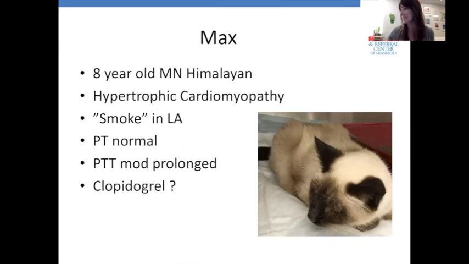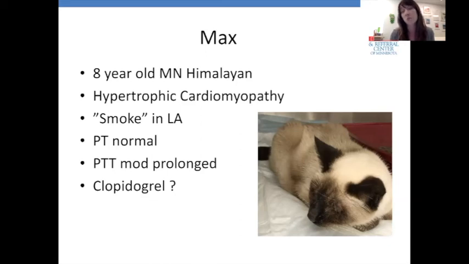Okay, here come the cases, and then we're toward the end now. So this is Max, and Max is an 8-year-old male-neutered Himalayan cat who has HCM, and he has a really nice owner too. She stands out in my mind. I think I saw him like 2 years ago, and both her and her cat both stood out in my mind. Really nice owner, cat with really bad HCM, which is really sad.